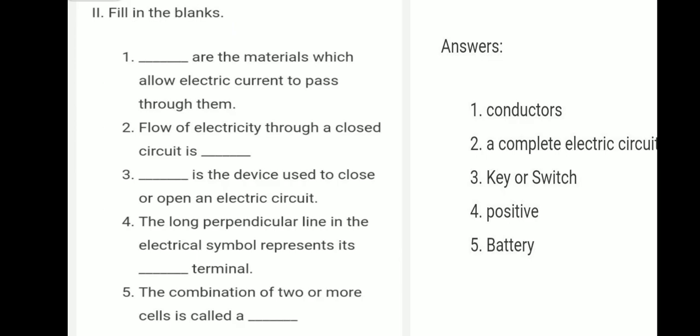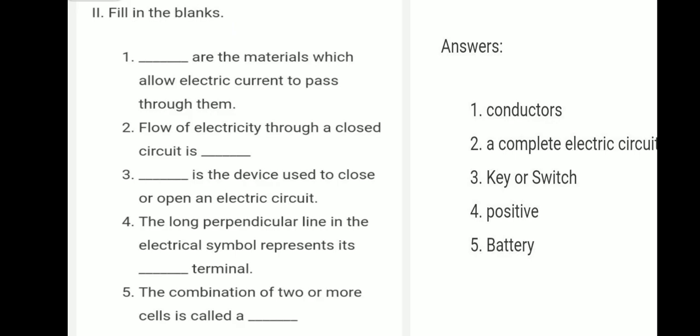Fill in the blanks. First question, dash are the materials which allow electric current to pass through them? Answer: conductors. Conductors are the materials which allow electric current to pass through them. Second question, flow of electricity through a closed circuit is? Answer: a complete electric circuit.